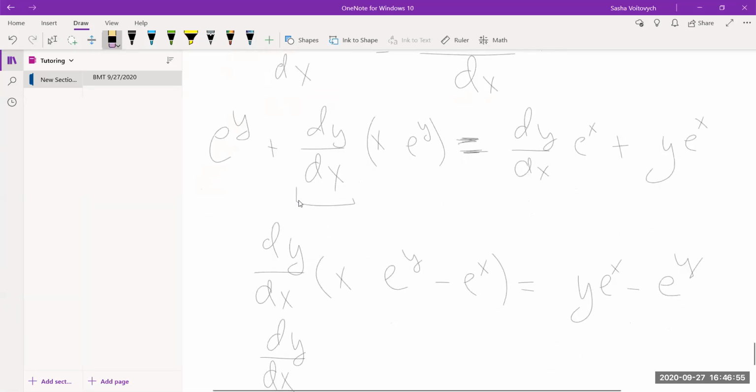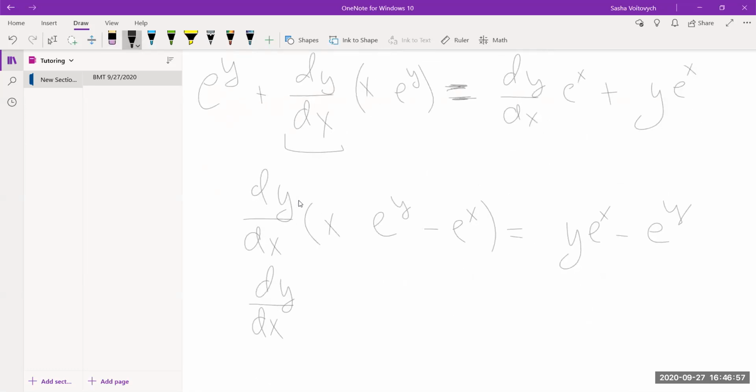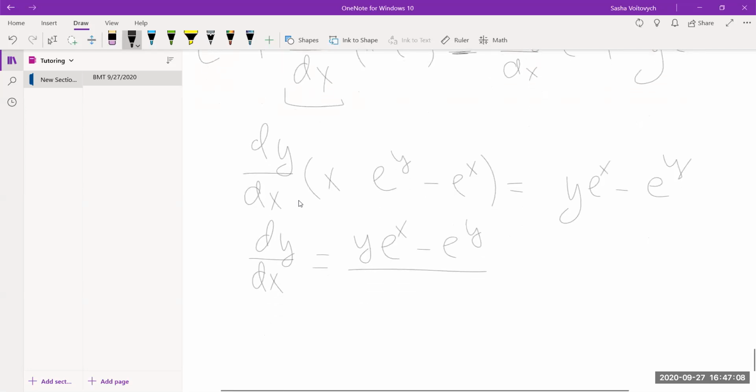Yeah, okay. So this guy is equal to (y e^x - e^y) / (x e^y - e^x). So we just got some kind of an expression in terms of x and y for dx over dy.